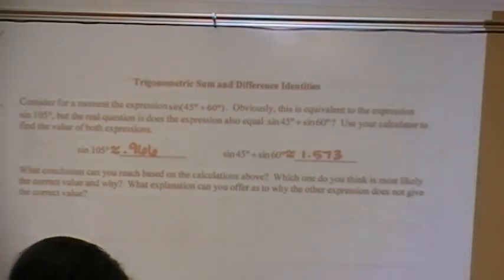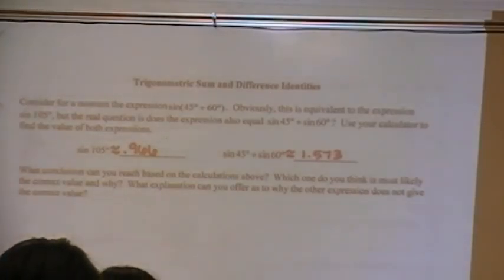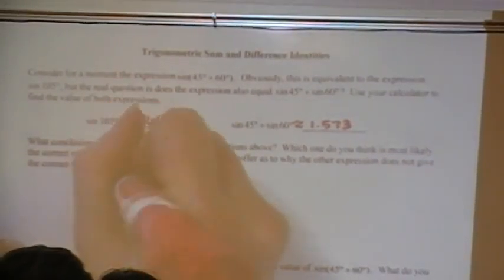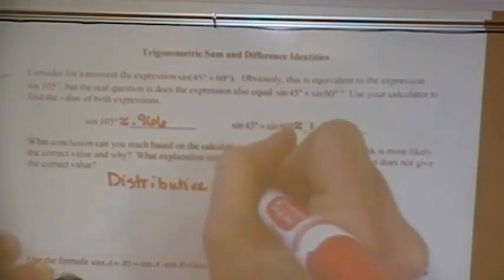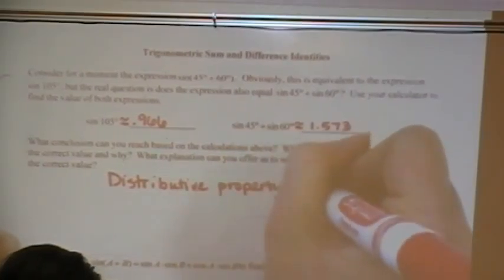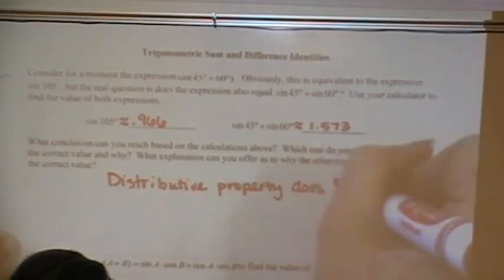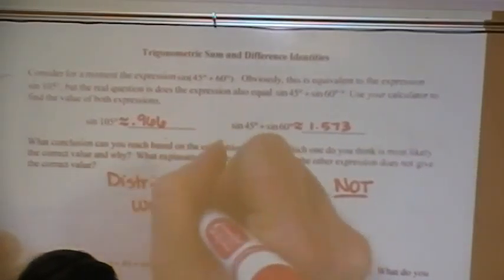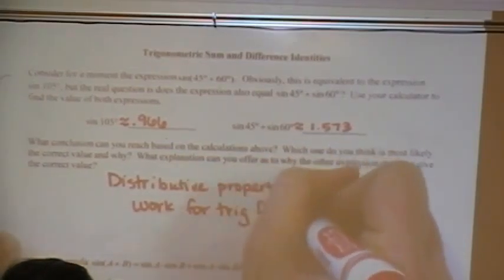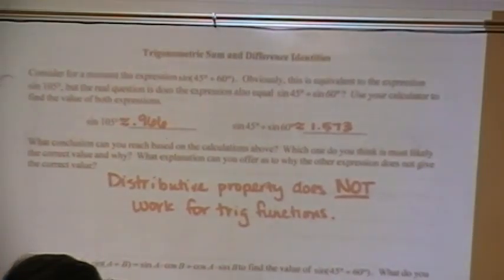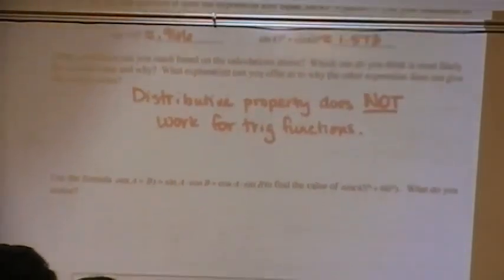So the question is, what conclusion can we reach? Well, the conclusion I reach is distributive property does not work for trig functions. You cannot use distributive property. Instead, we have to use a formula.